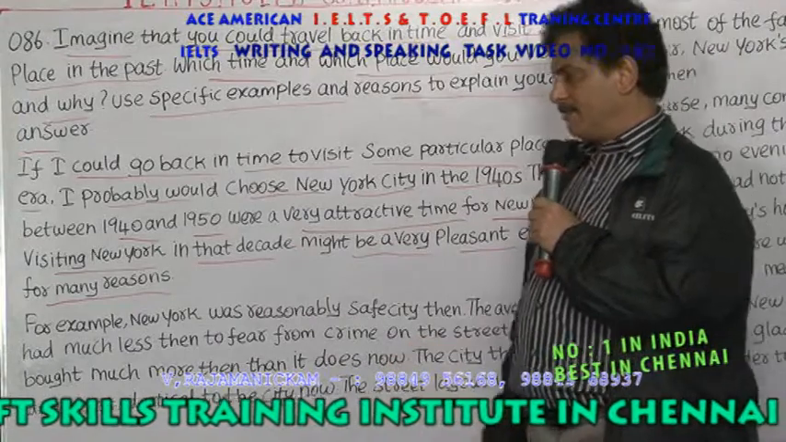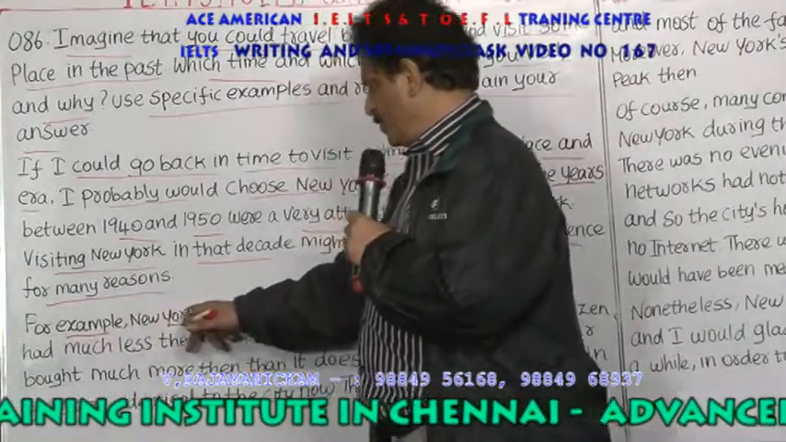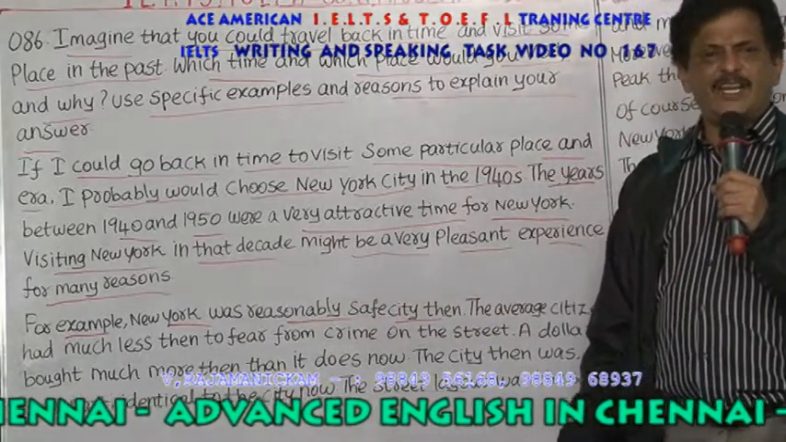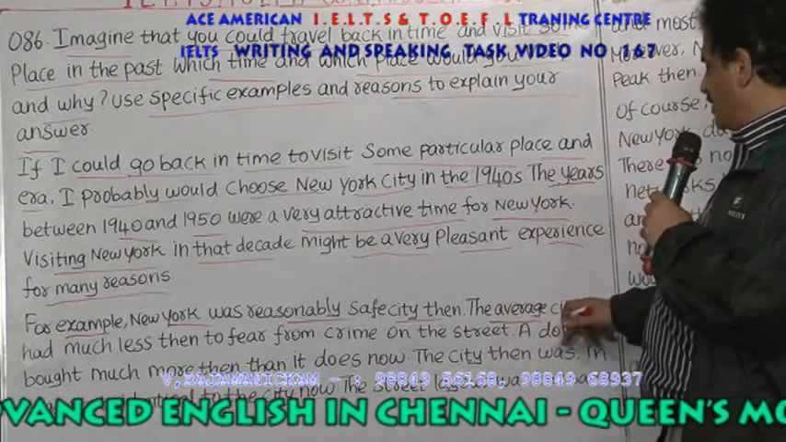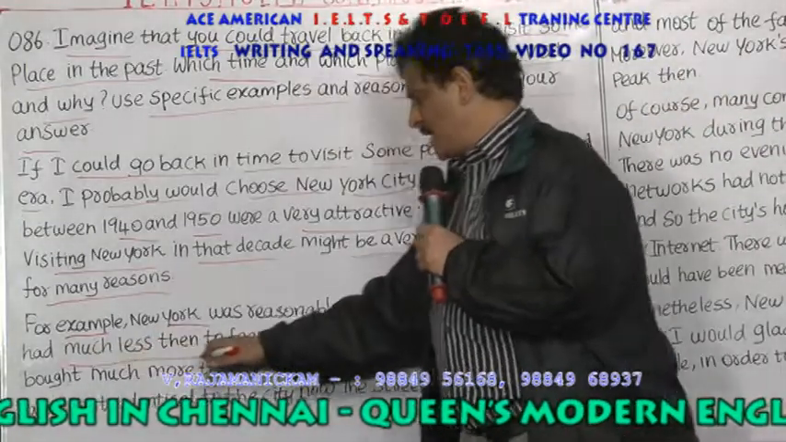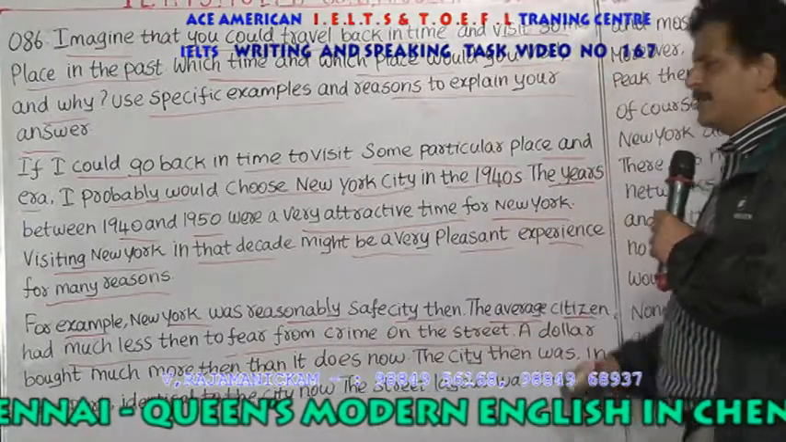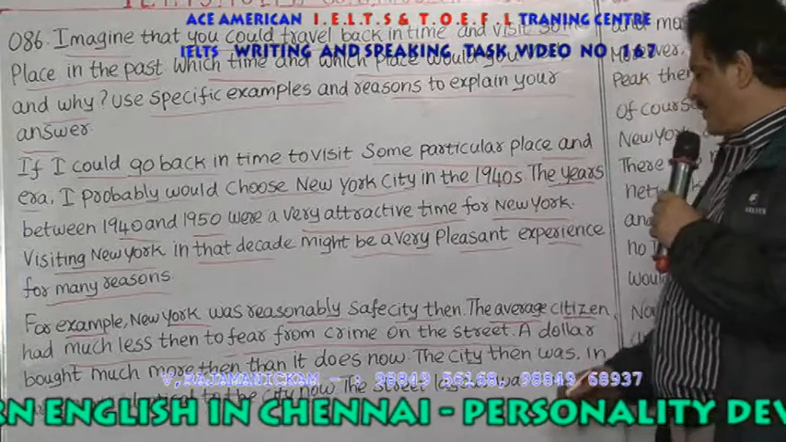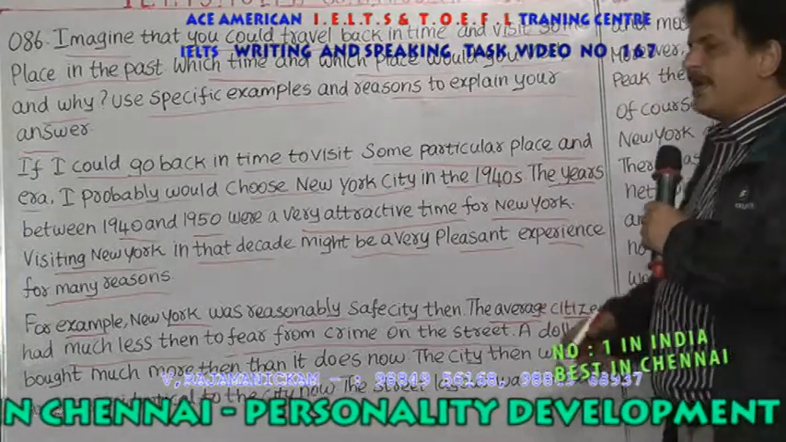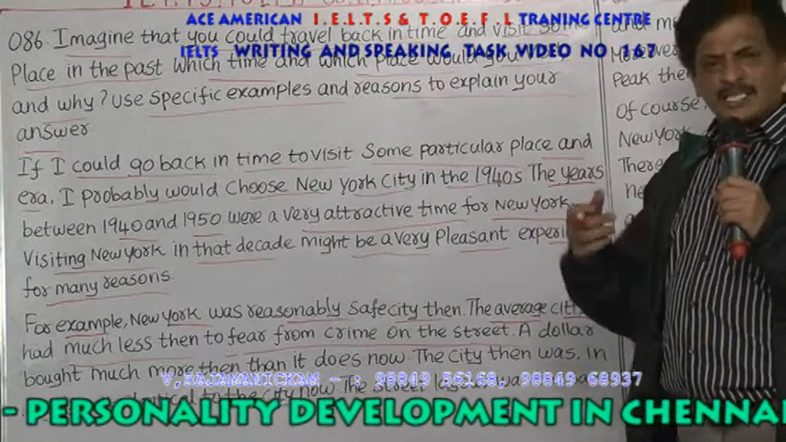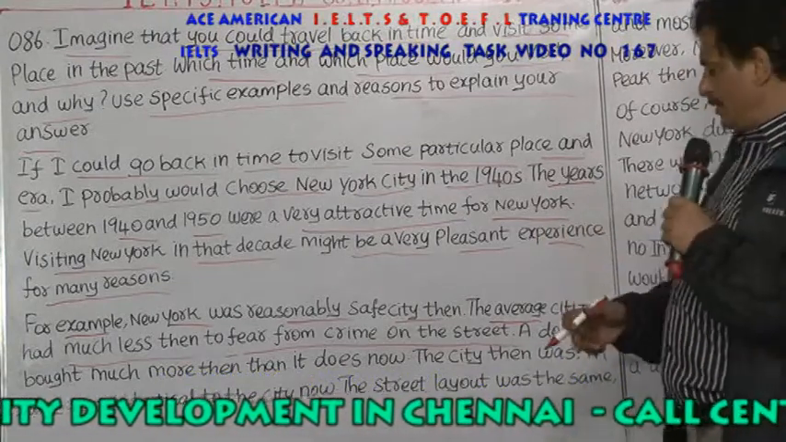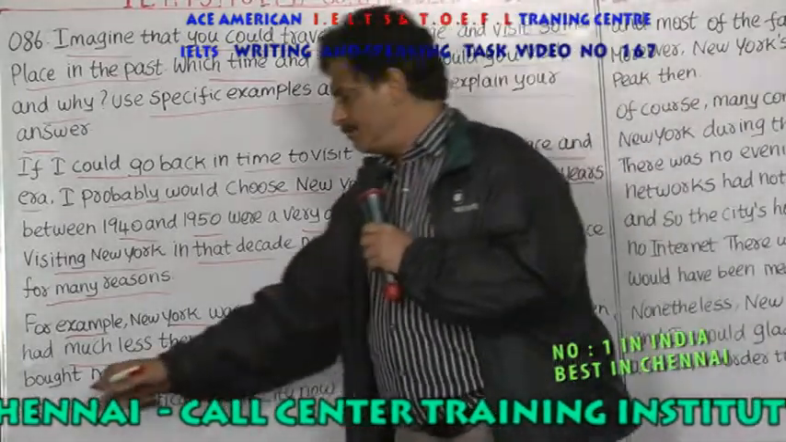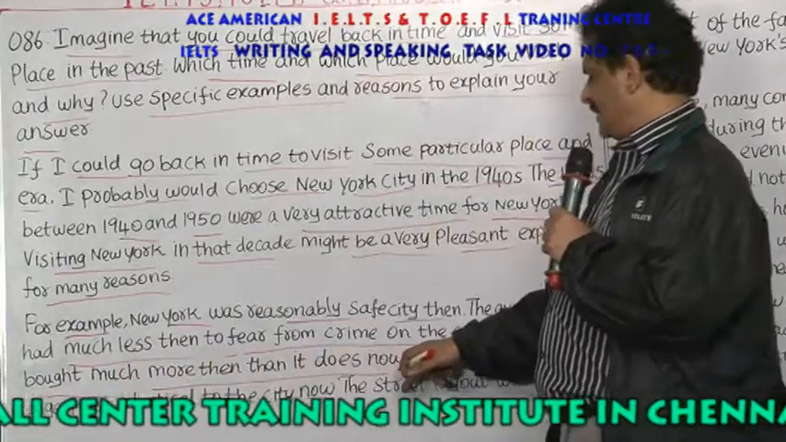And he gives examples. For example, New York was a reasonably safe city then. He says New York was safe in the 1940s and 50s. The average citizen there had much less to fear from crime on the street. So the crime rate was low during the 1940s and 50s in New York. He says safety and security is the main thing, which I would love in that particular time period.